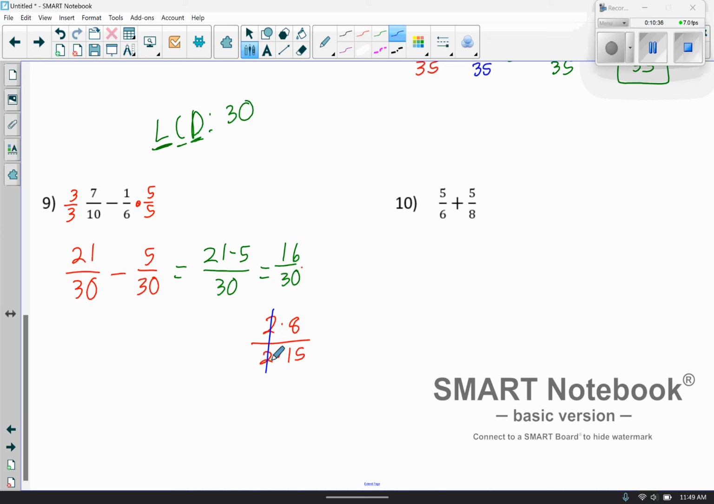And then if we look at 8 and 15, I think 15 can only break into 3 and 5, and 8 can only break into 2 times 2 times 2, so I believe we're done. So for this one, we could reduce it to 8 over 15.